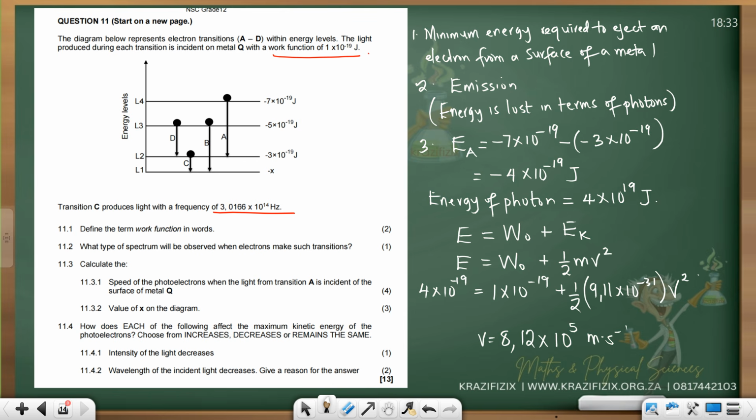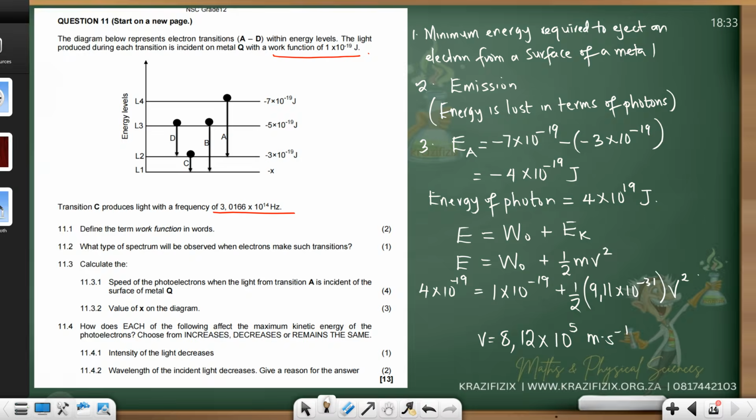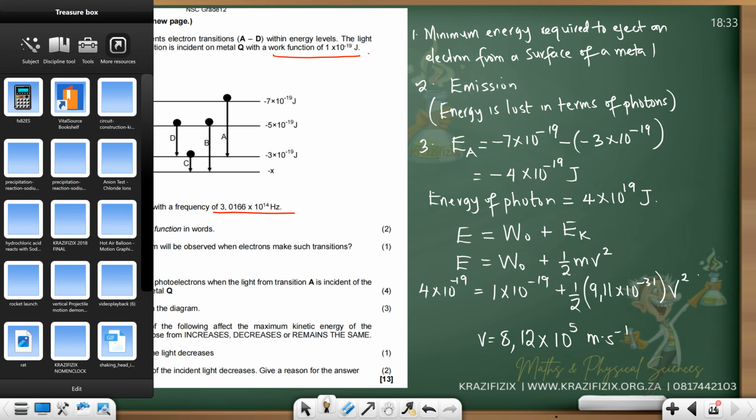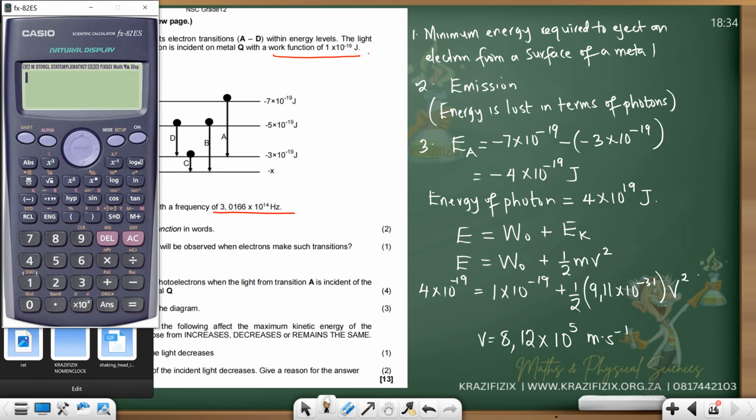Okay, guys, I don't know if you know the steps of doing this calculation. Let me just guide you on a calculator quickly. So I'm going to quickly bring that over. That gives me 4 times 10 to the power negative 19 minus 1 times 10 to the power negative 19. We can just divide all of this by 1 over 2 times 9.11 times 10 to the power negative 31. But that is V squared. So square root of my answer.